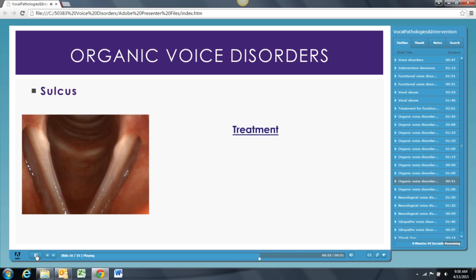Treatment typically consists of phonosurgery, although the prognosis for significant recovery is debated. Surgical approaches include implantable materials such as fat or other substances that can be applied via injection laryngoplasty.